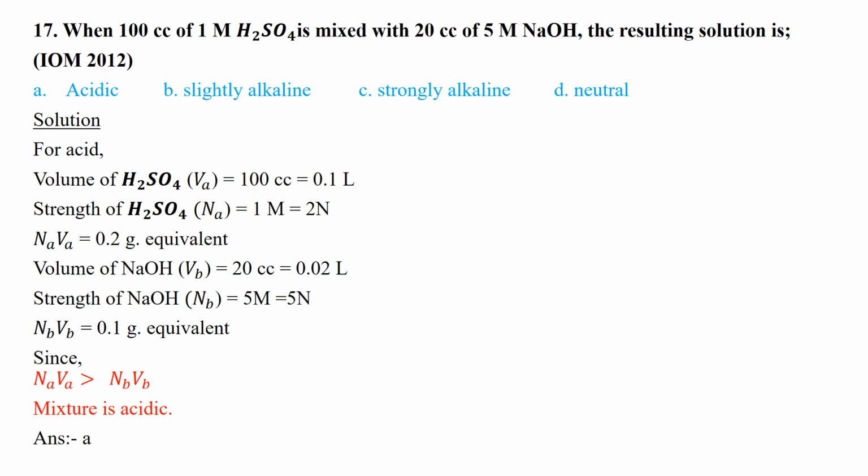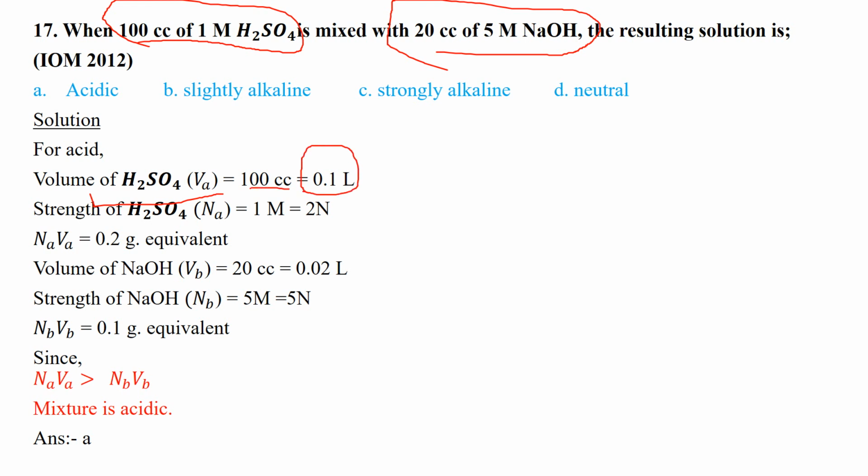When 100 ml of 1 molar H2SO4 is mixed with 20 cc of 5 molar NaOH, we have to calculate whether the resulting solution is acidic, alkaline or neutral. The volume of H2SO4 given is 100 cc, which means 0.1 liter, and the strength of H2SO4 is 1 molar. 1 molar means 2 normal. We have already discussed this relationship between normality and molarity.